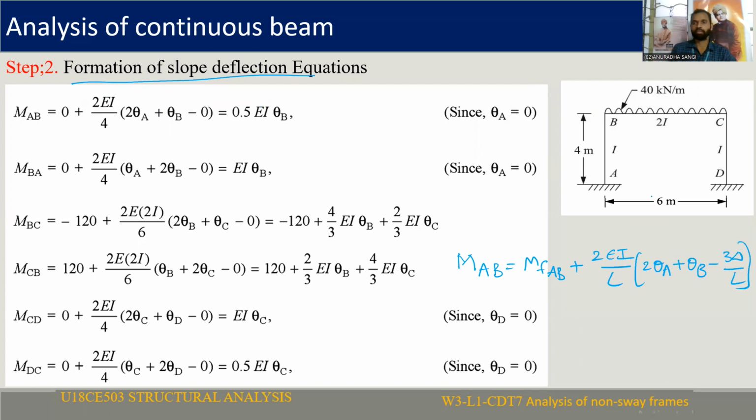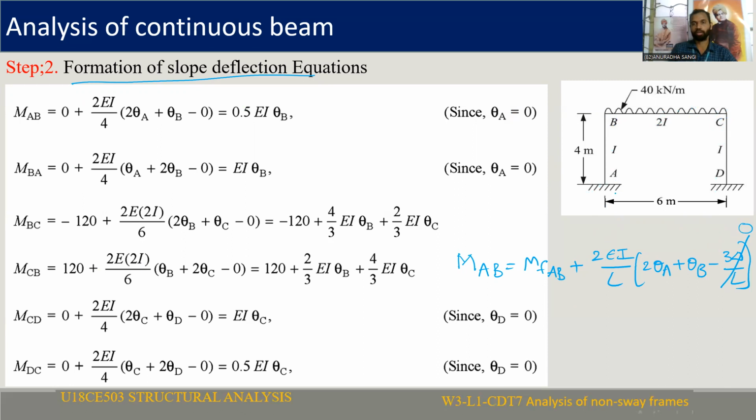If you observe, the AB member is a non-sway frame. That means the column members are not swaying, and the B member is also not sinking. Sinking is not there. So we can substitute delta is equal to 0 directly for all spans, like the AB span, BC span, CD span.